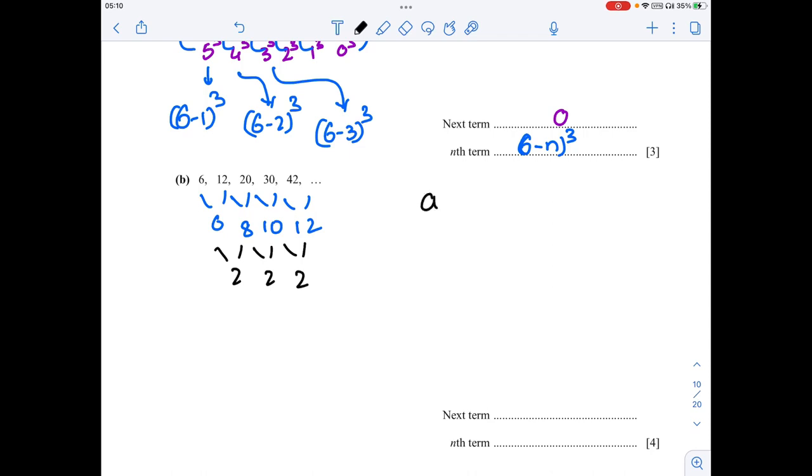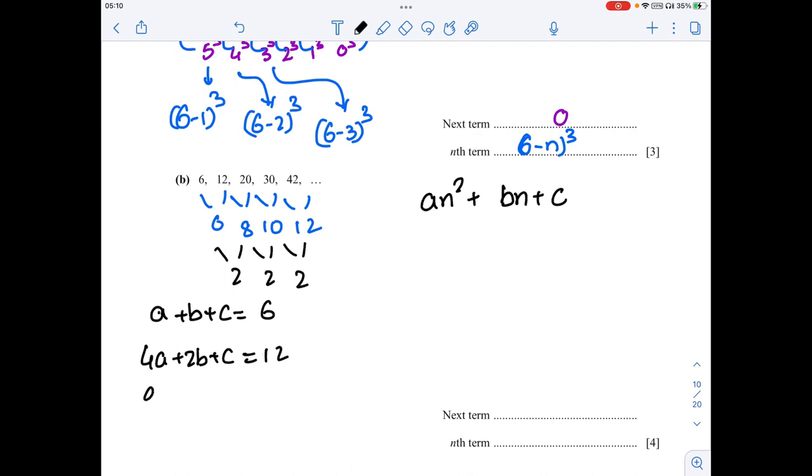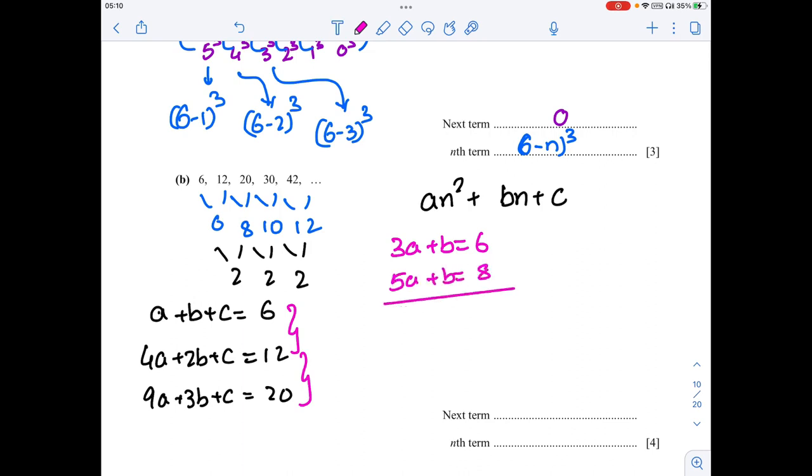So if the second differences are the same, it will be in the form of an squared plus bn plus c. So plug in 1. When I plug in 1, I get a plus b plus c equals 6. Plug in 2, I get 4a plus 2b plus c equals 12. Plug in 3, 9a plus 3b plus c equals 20. Then subtract these two, it becomes 3a plus b equals 6. Subtract these two, it becomes 5a plus b equals 8. Now again subtract these two, negative 2a equals negative 2, a equals 1. Plug in a equals 1 over here, 3 plus b equals 6, b equals 3.